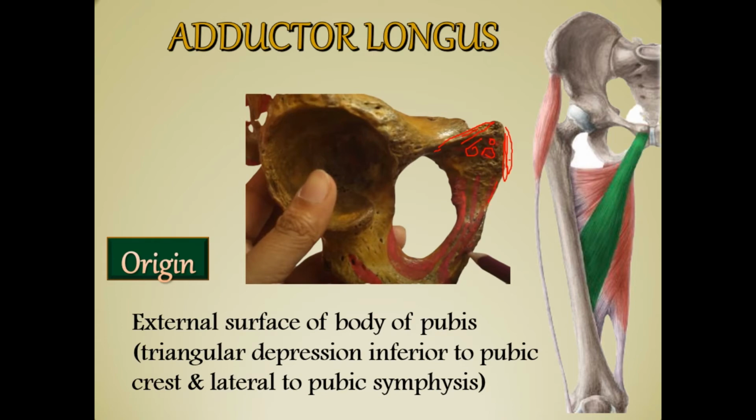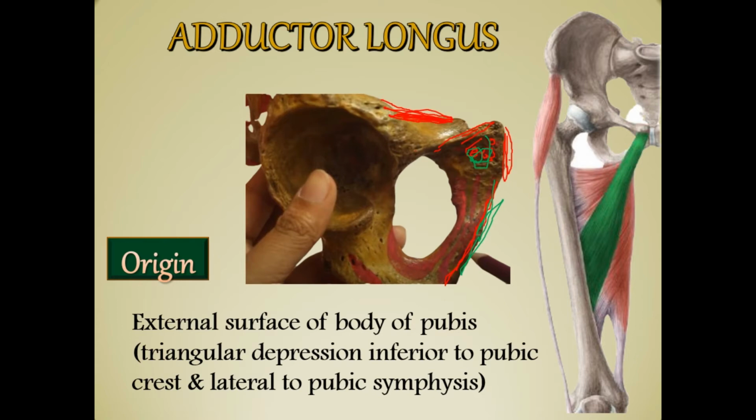Now I will repeat: this is the origin of the gracilis muscle, this one, and this is the adductor longus muscle, and this is the pectineal line. Posteriorly is the pectineus muscle, and even the medial half of the pectineal line. So this is the pectineus muscle, here is the gracilis, and this is the adductor longus muscle. So the adductor longus muscle arises from the external surface of the body of the pubis, a triangular depression inferior to the pubic crest and lateral to the pubic symphysis.